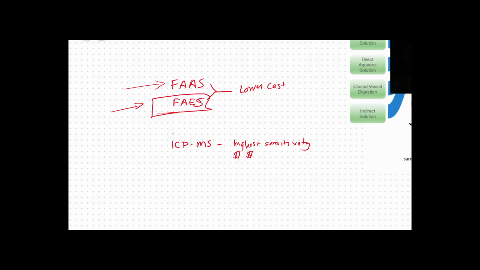Now, being ICP with mass spec, this is an emission. There are no lamps to worry about. There's very low background noise. There's low interference because it's emitting, and we know about the plasma flames very well. It's usually an argon or acetylene plasma.